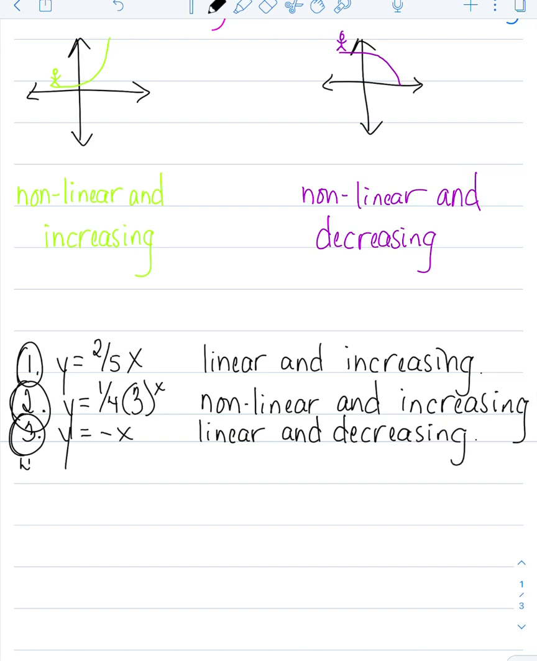Let's do one more equation. So let's take a look at y equals 2 times 0.25 in parentheses raised to the x power.